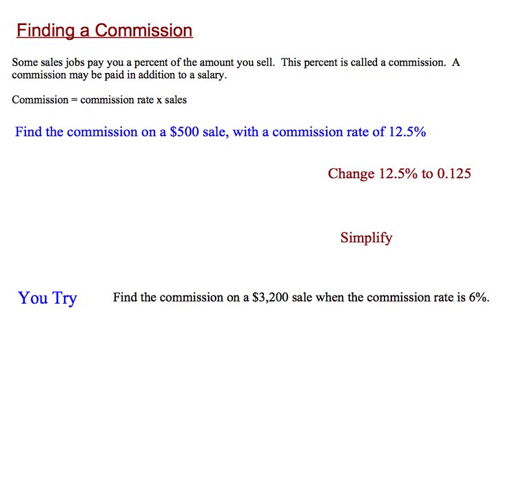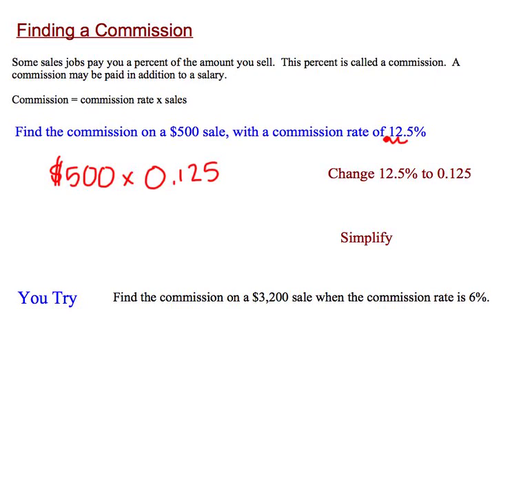So in this example, find the commission on a $500 sale with a commission rate of 12.5%. So this person makes 12.5% of every sale that they make. They take a $500 item, maybe it was a TV, and to find out the commission they would make on this, you multiply it by your commission rate, which is 12.5%. Well, to do that, we have to turn it into a decimal, and we know to turn a percent into a decimal, we move it 2 spots to the left.